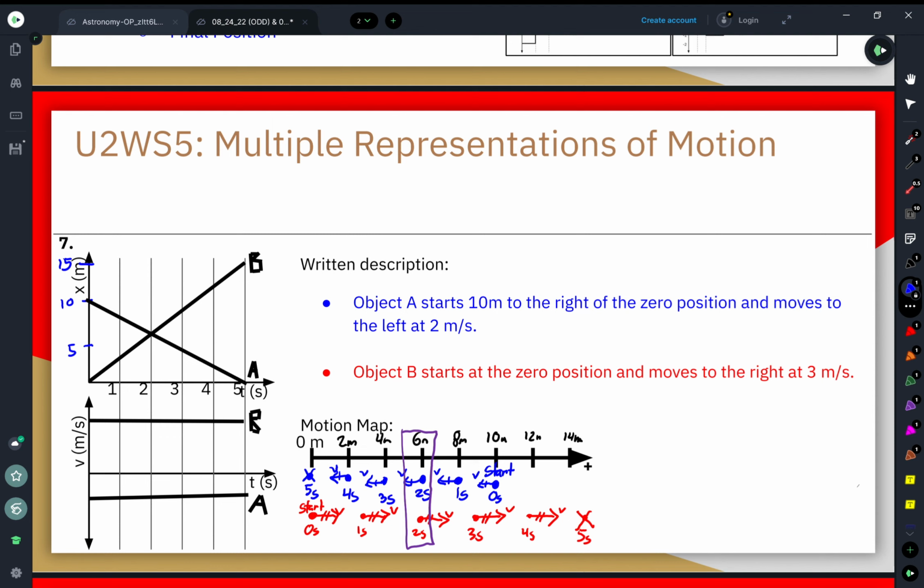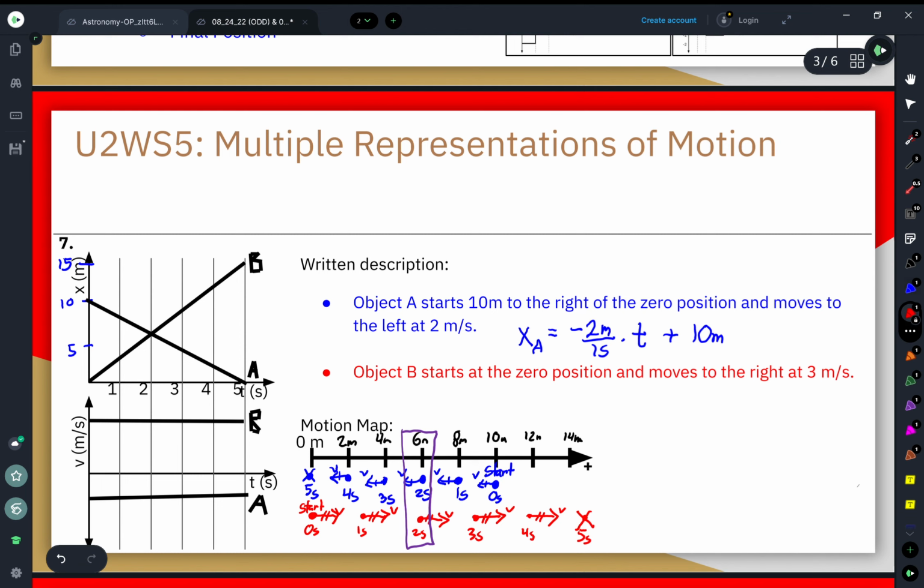It's what we ended up doing in the buggy lab. In the buggy lab, we ended up writing those mathematical models to describe motion. That's what I'm going to end up including in my written description right now as our 5th way of representing motion. Our position of object A is equal to the velocity of object A, which is negative 2 meters every second, times the amount of time object A is moving for, plus its starting position of 10 meters.